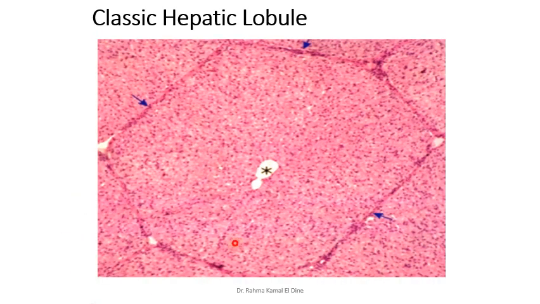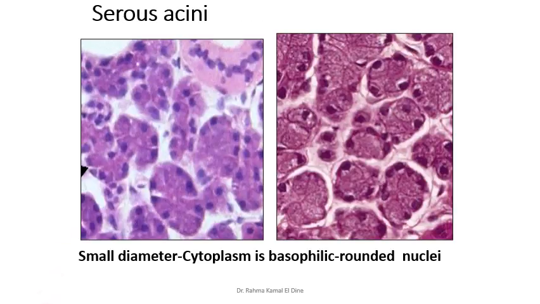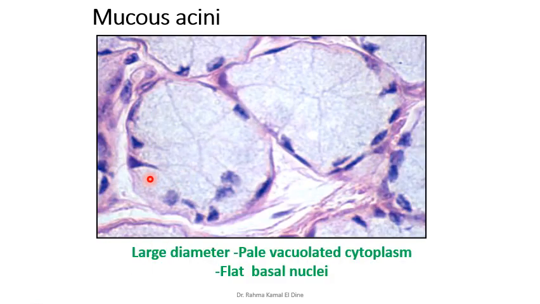Here is the classic hepatic lobule. This is a central vein, and this is the trabeculae, and these are the hepatocytes. Serous acini appear small in diameter, basophilic, the nucleus is rounded. The mucus acini is large, with clear cell boundary, appears vacuolated due to the mucus secretion, and these are the flat nuclei, which appear peripheral and flat.